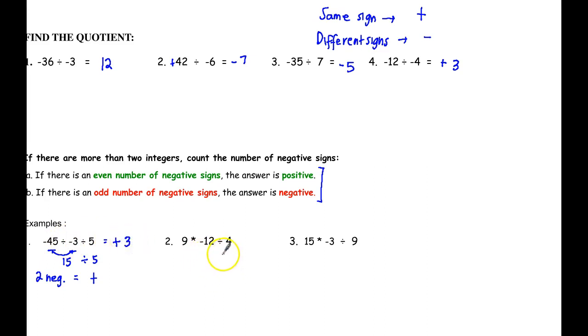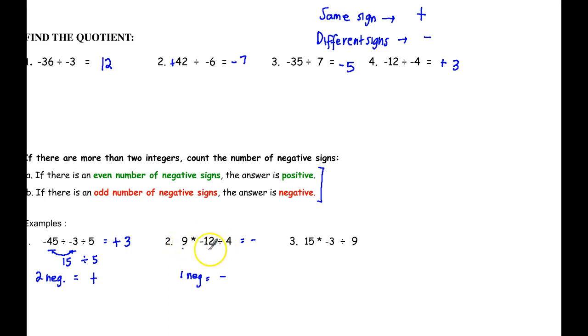Okay, for the next one, we have 3 integers, so let's figure out the number of negative signs. So let's see, this is positive, this is negative. Oh, we only have 1 negative. So 1, that's odd, so that means the answer would be negative. So my answer here would be negative. So now we just have to figure out the value of the number. You're going to do order of operations from left to right.